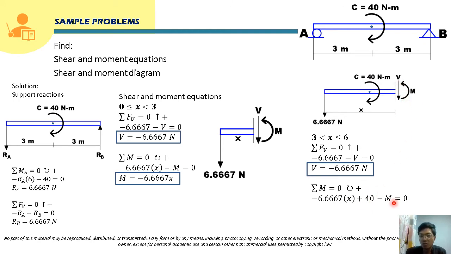Now, for this internal moment, this will be negative M since this is counterclockwise. Solving for M, class, this will become negative 6.66667x plus 40. This will now be the moment equation for the segment from 3 to 6. So these equations, class, can only be applied from 3 to 6, and these equations can only be applied from 0 to 3.